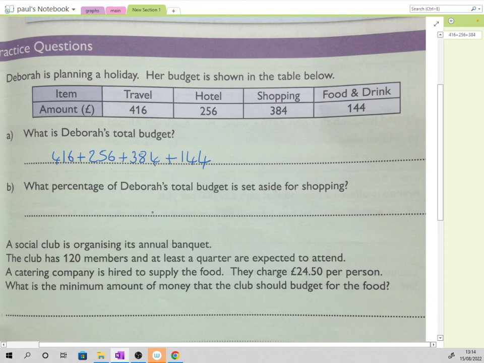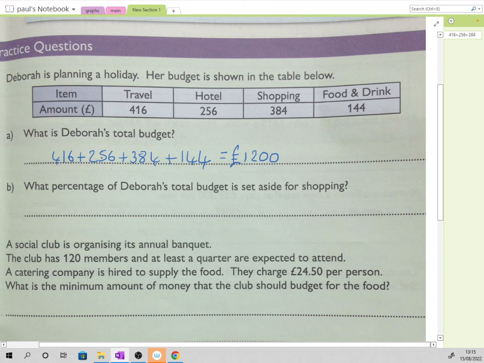So 416 plus 256 plus 384 plus 144, £1,200. Now, when you're answering a question like this, I cannot emphasize enough: do this. Write down the actual numbers. Say this was in a calculator. Normally you go, oh yeah, just add them all up together. And you bang all these numbers in the calculator and you go, oh, £1,200. But if you made a mistake and you put £1,100, you'll get nothing for it.